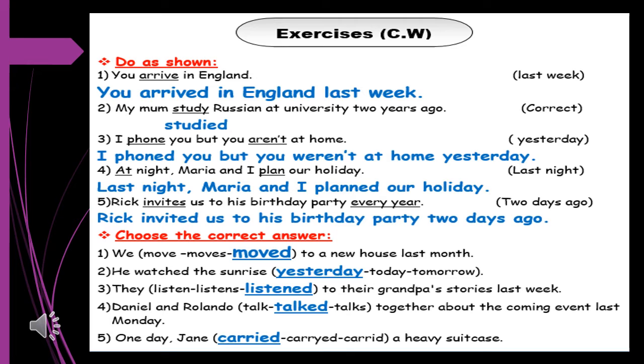Number three, I phone you but you aren't at home yesterday. It means he wants you to change it into the past. So I phoned you but you weren't at home yesterday. Number four, at night, Maria and I plan our holiday. Last night, the same. Last, it means in the past. So you write last instead of at. Maria and I planned our holiday.